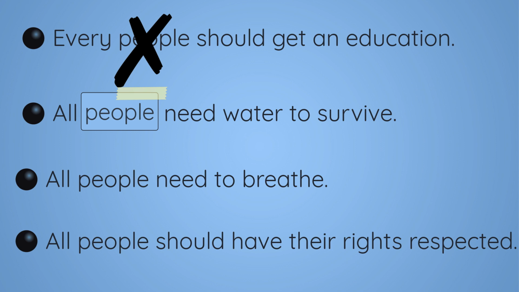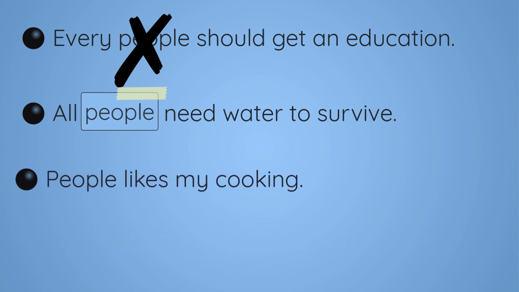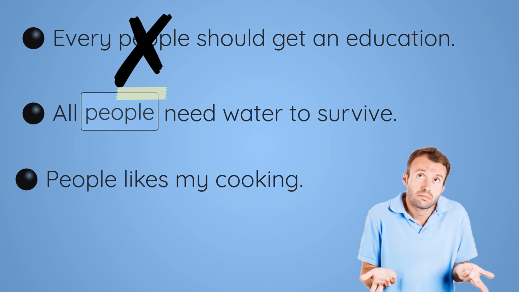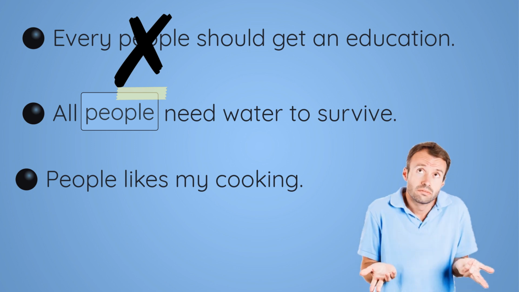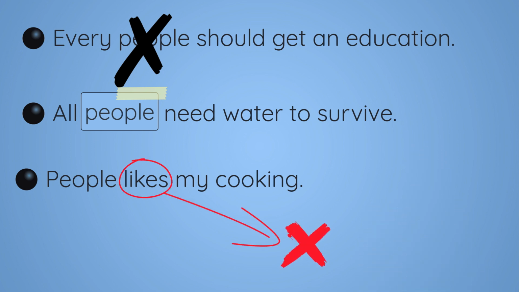Here is another example of a mistake a lot of students make. People likes my cooking. So, what's the mistake here? The grammar mistake is with the verb "likes." A lot of students, when they see "people," think, people, it's many, so they like to add an S here. It shouldn't be that way. It should actually just be "people like."